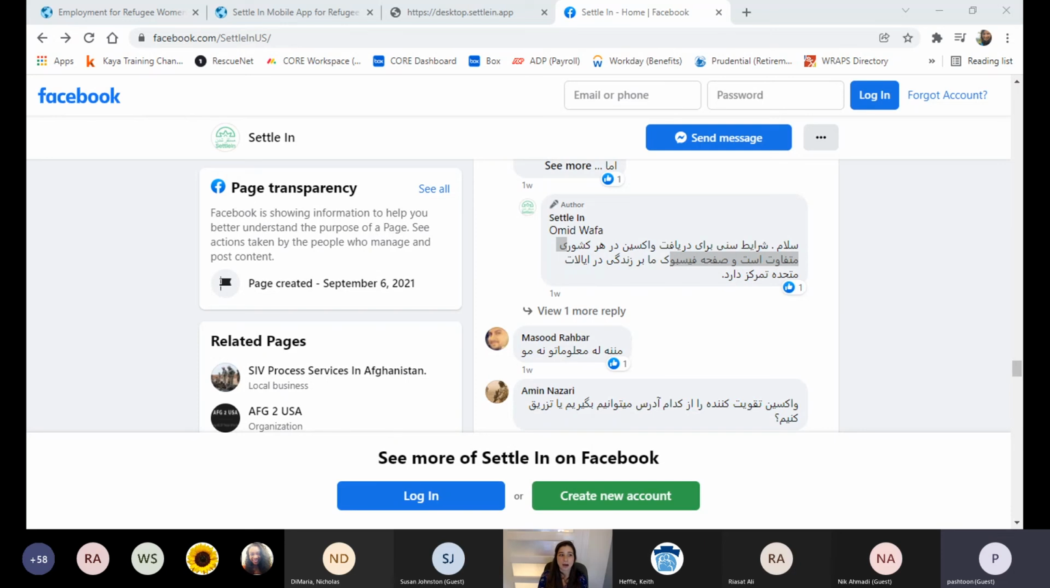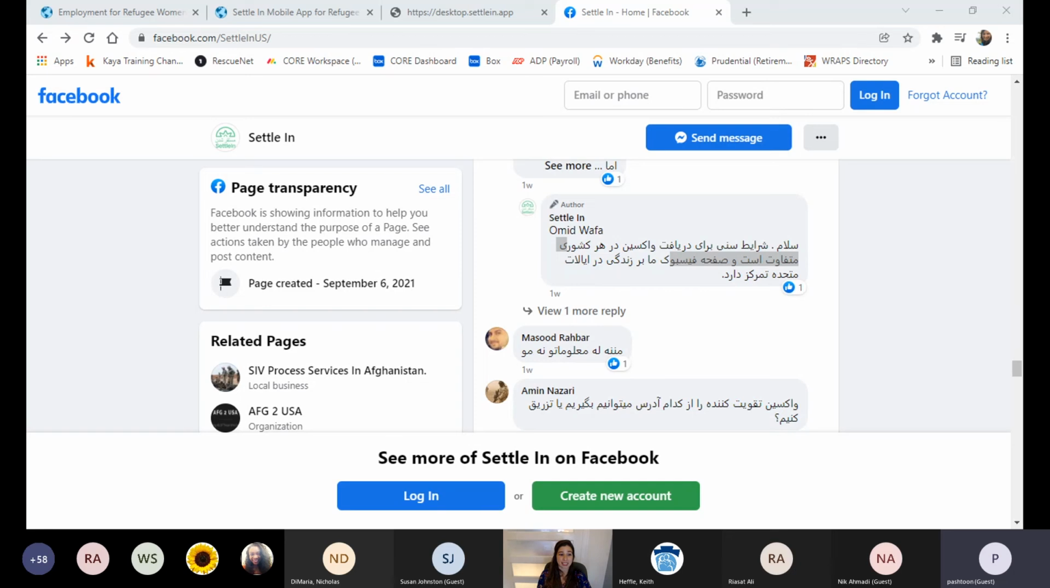So finally, when deciding whether to share CORE's resources with a newcomer, you should consider the following two questions. Does the newcomer have a smartphone? And is CORE's resource available in the newcomer's native language? If you can answer yes to both questions, connect their smartphone to Wi-Fi if it's available, then do the following. Pull up CORE's Resettlement Navigator on their preferred browser, download the Settle In mobile app to their device, and ask them to pull up their Facebook page to follow Settle In Facebook.